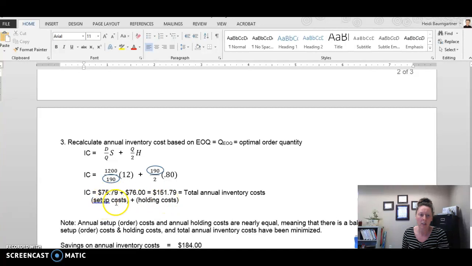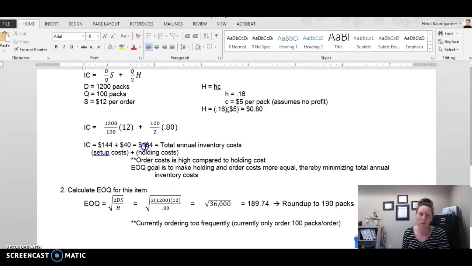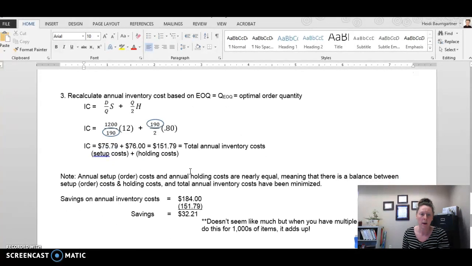So you'll notice that the setup cost is a little bit more comparable to the holding costs. And this now becomes our total annual inventory costs. And if we pay attention here to our new inventory costs of 151 compared to our previous of 184, you see that we have lowered our inventory costs. So note annual setup or order costs and annual inventory costs. So just reiterating what I just stated there. So it amounts to a savings of $32.21.